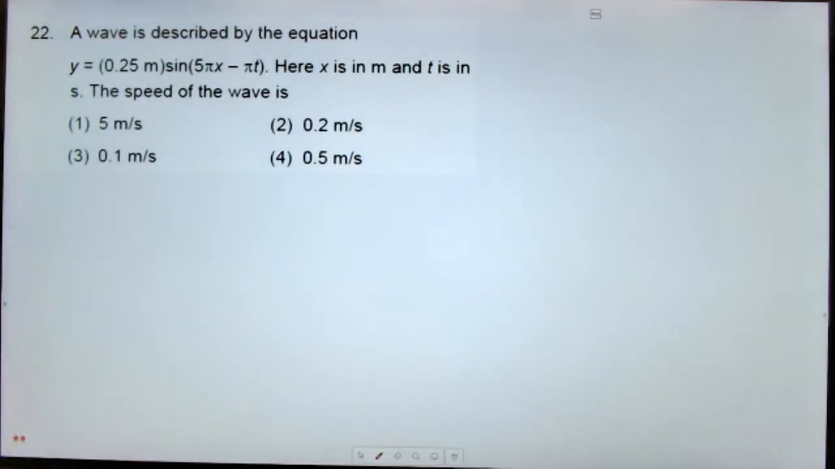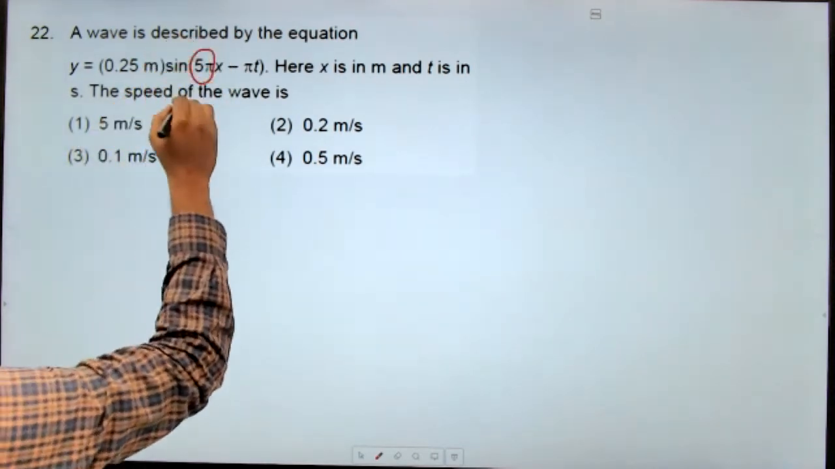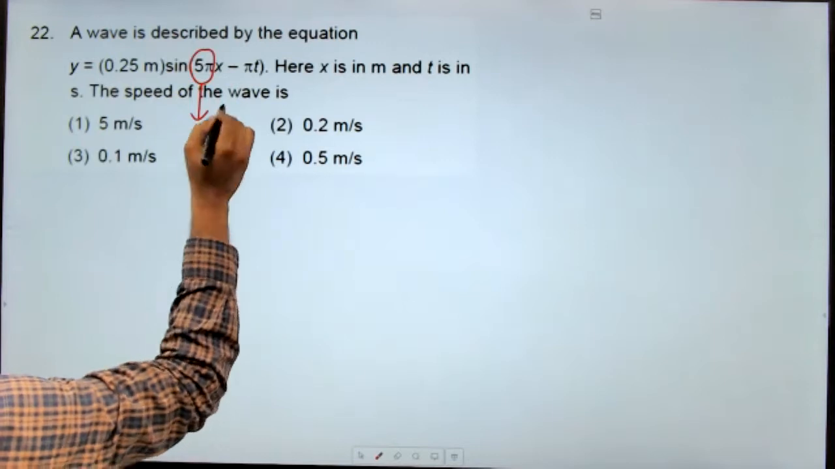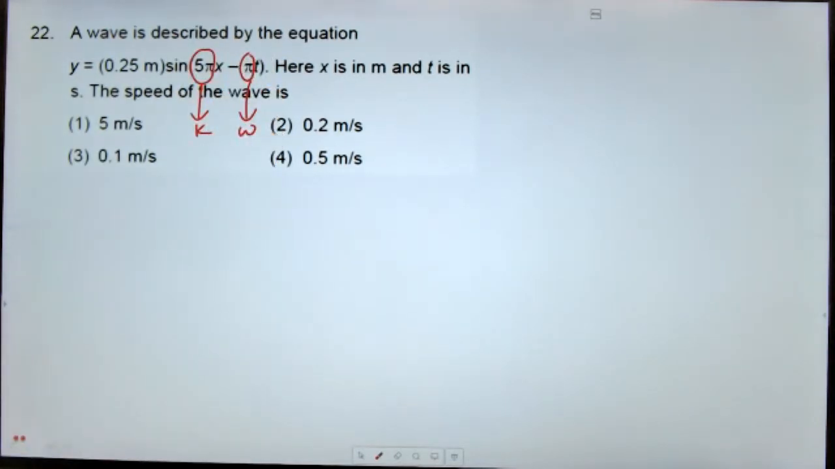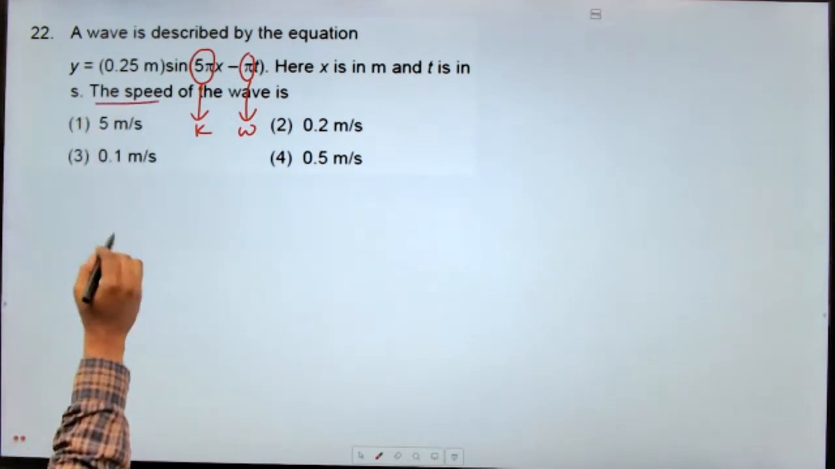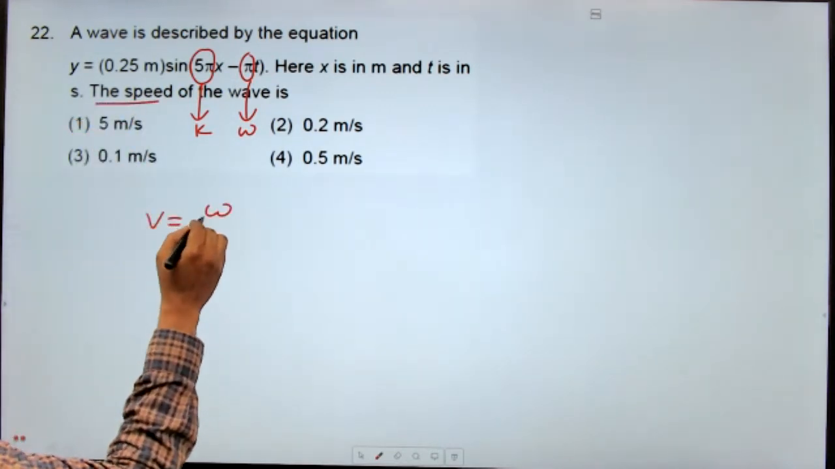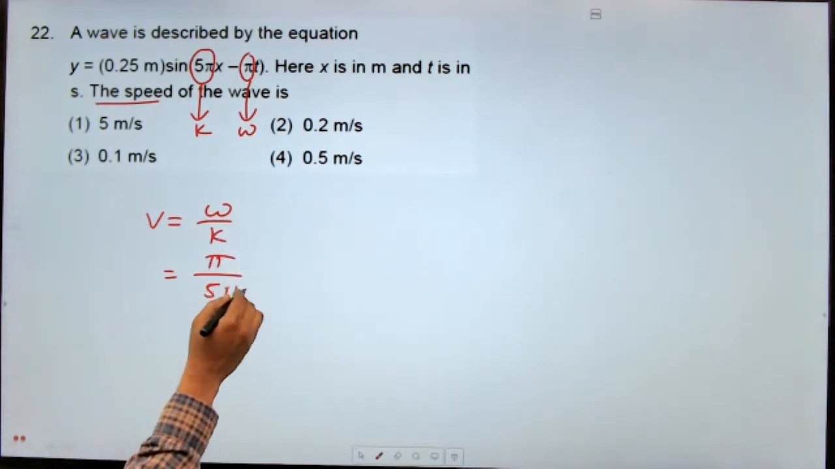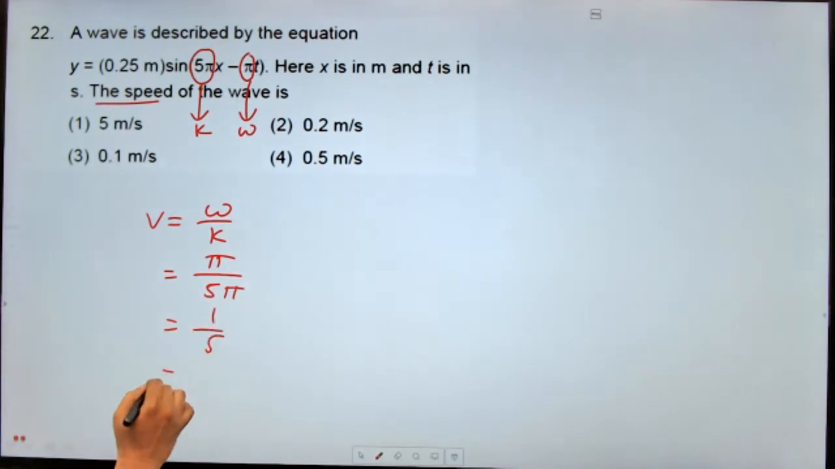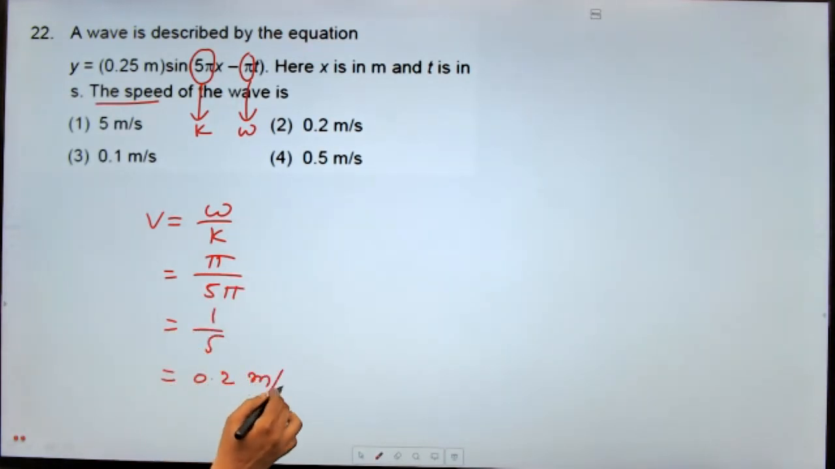Next one. The wave is described by the equation y equals 0.25 meter sin(5πx minus πt). So here 5π is nothing but k, and π is nothing but ω. Now, what do we have to calculate? Speed of the wave, wave velocity or wave speed. The formula is ω by k. The ω value is π, the k value is 5π. That equals 1 by 5, or 0.2 meter per second. Second option.